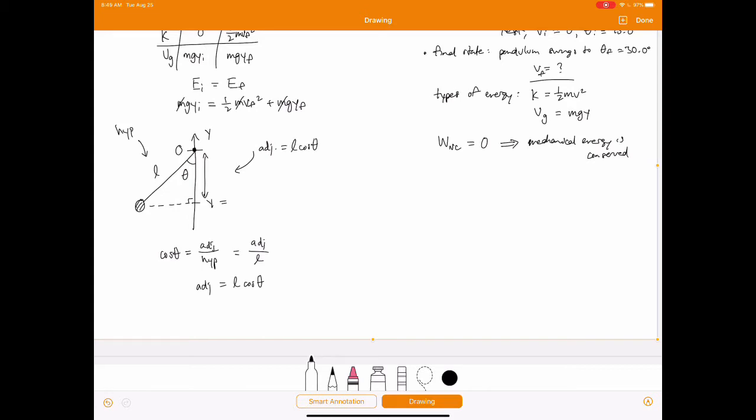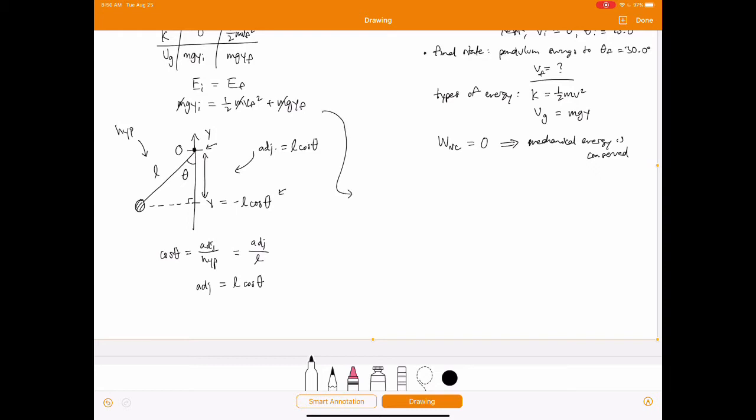But we're going to put a negative sign on that because it's below 0. In other words, if y equals 0 is up here, this is somewhere below that, so it has a negative y value. Okay, so now here's what we're going to do.